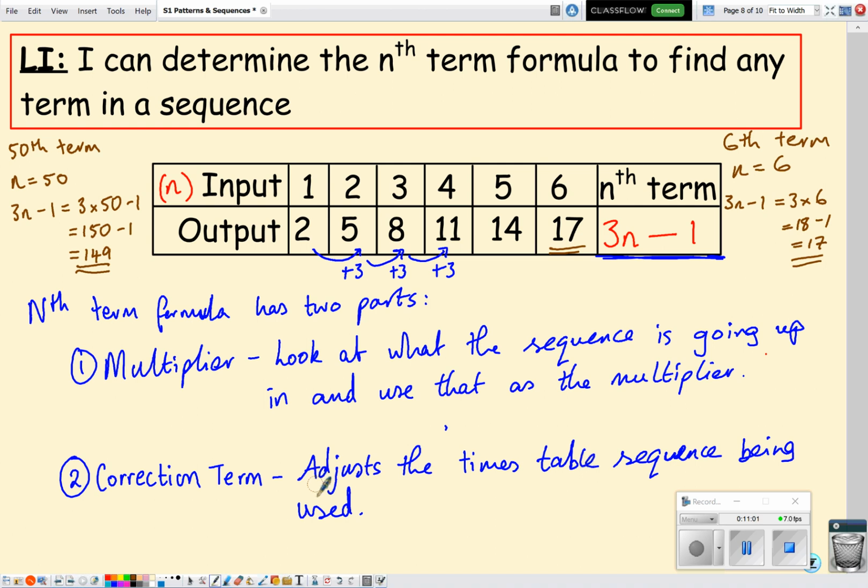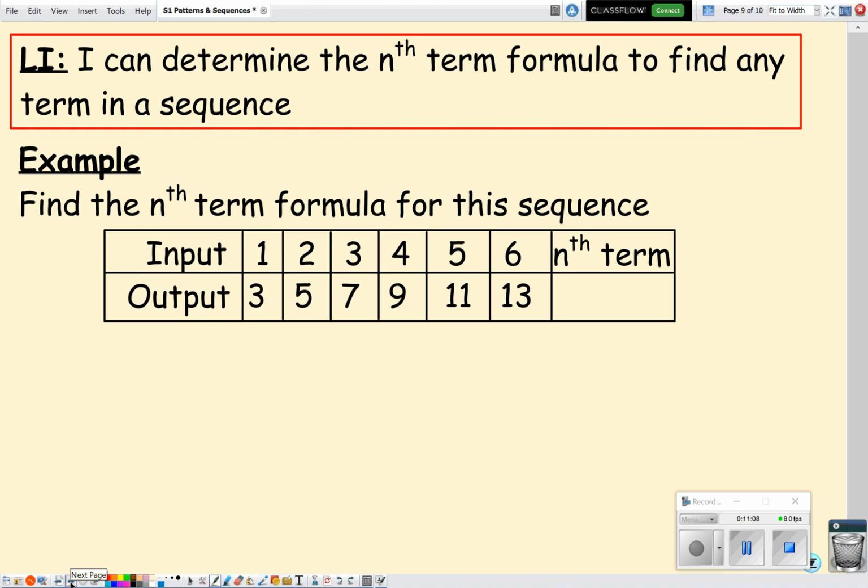Okay, let's have another look. I've got a couple more examples to do here that will do a little bit quicker. Right, I wanted to do the first example there in a lot of detail, but we'll do this one a little bit quicker. Okay, so all we need to do is work out what our sequence is going up in for the multiplier and the correction term, what we're going to add or subtract. So let's have a look at this sequence. This sequence is 3, 5, 7, 9, 11, 13. Multiplier then. What's this sequence going up in? Well, we're adding 2 each time.